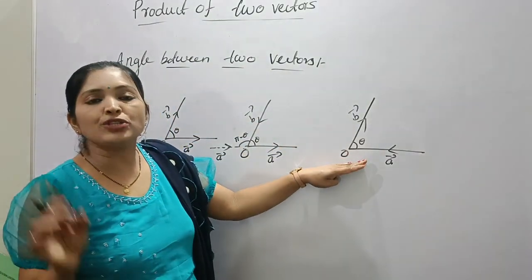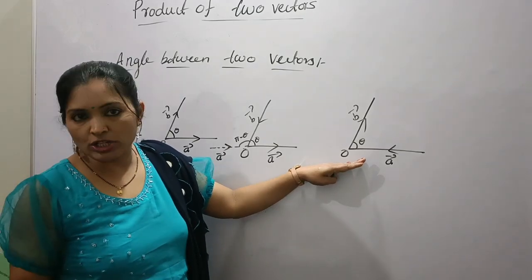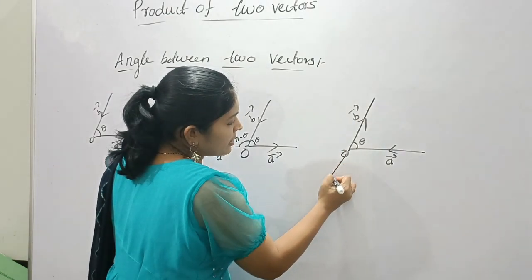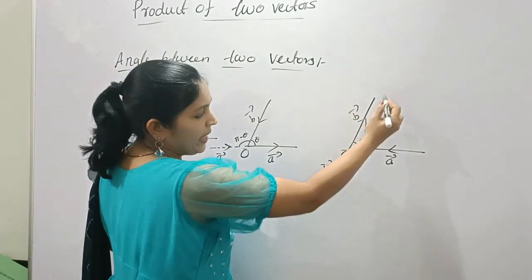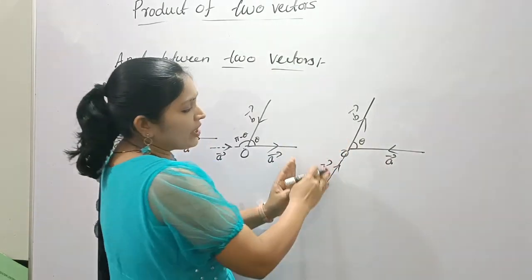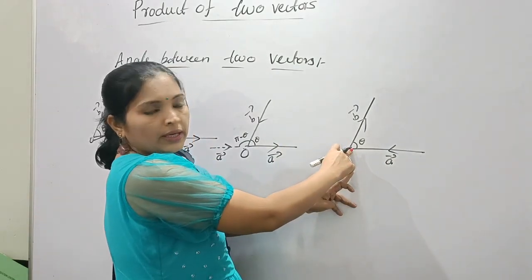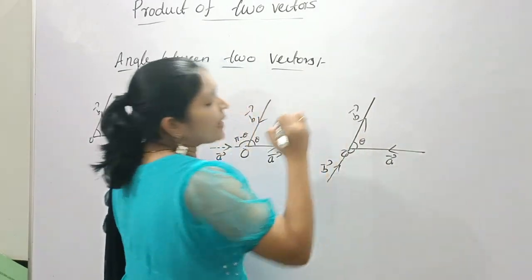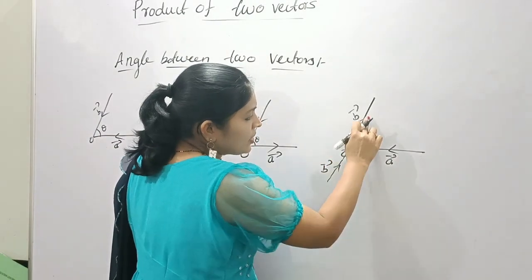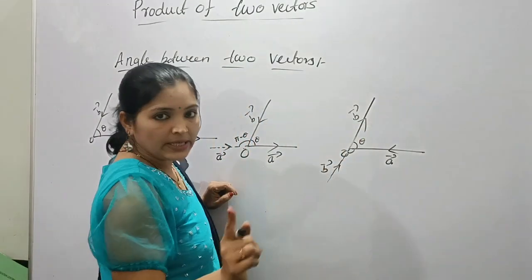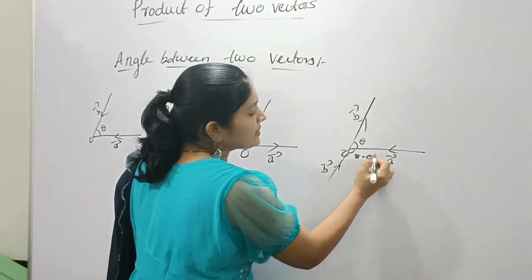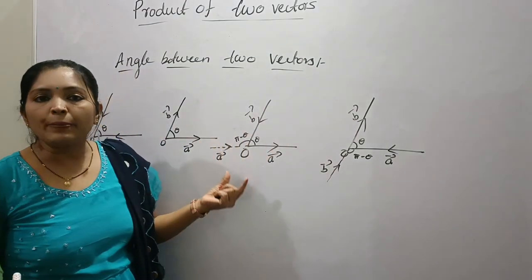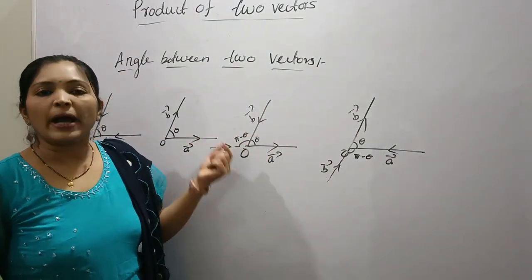And look at the fourth diagram. Here also vector A and vector B neither converge to O nor diverge from O. So here also we can see it is vector B, the same vector B, in the same direction. So here vector A and vector B converge to O. Therefore, here it is the angle between them. What is this angle? It is theta. The total angle is 180 degrees. Therefore, it is 180 minus theta, that is pi minus theta. Therefore, in this third and fourth diagram, the angle between vector A and vector B is pi minus theta.